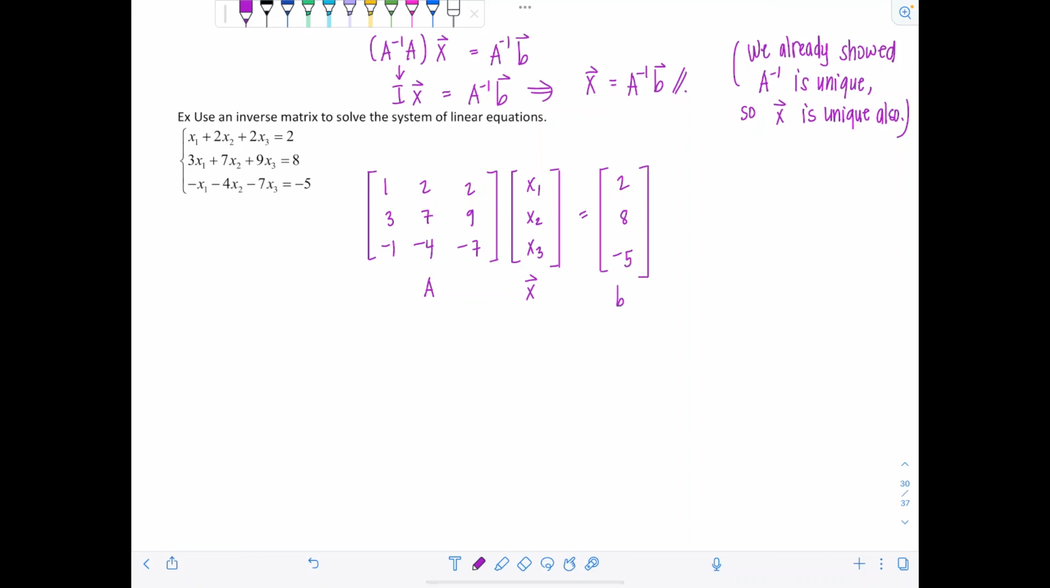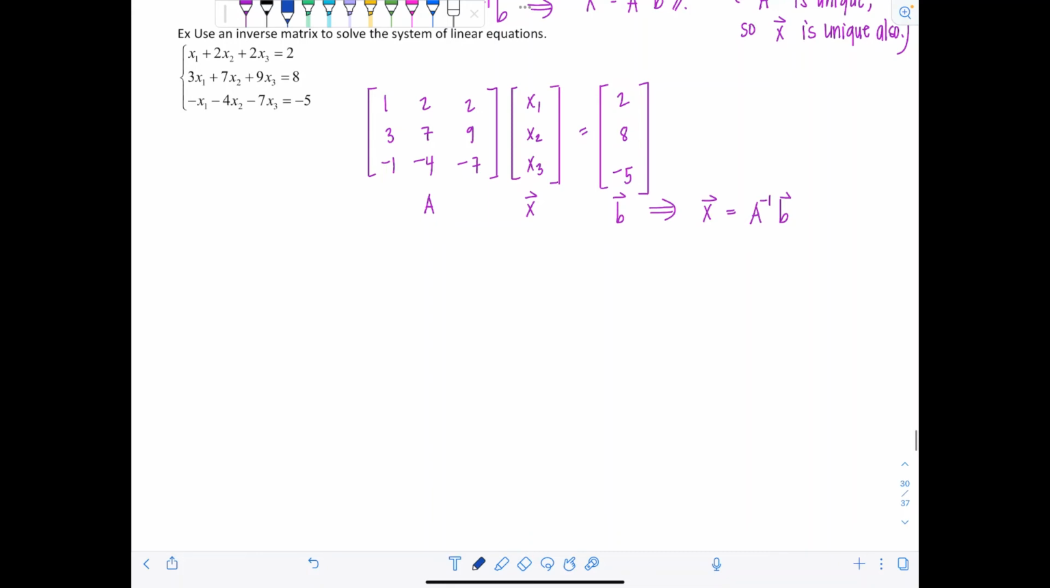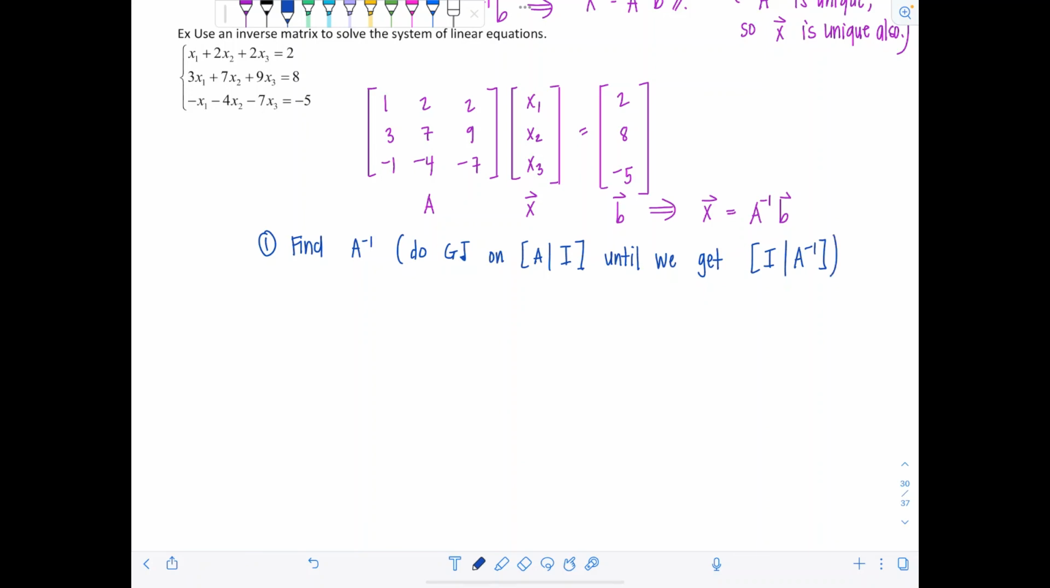So here we have AX equals B. To solve the system, column vector X is equal to A inverse times B. Okay, so basically the crux of the problem comes down to finding A inverse. And how do we do that? Well, we would do Gauss-Jordan elimination on the matrix A with identity matrix order 3 on the right until we get identity matrix on the left, and then A inverse would be on the right.